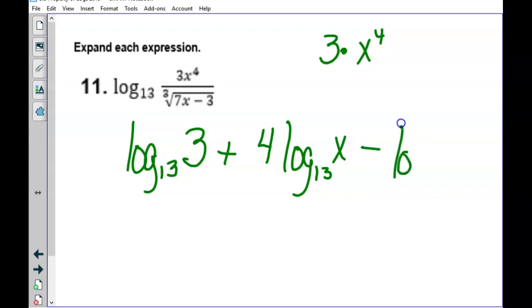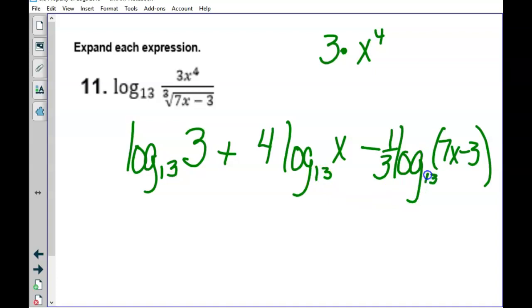Minus. Yes, this is a cube root, which is a 1/3 power. There we go. 7x minus 3, and we can't mess with that. We can't take the 7 away from the x because it's all part of the quantity, right? Oh, I forgot the 13, thank you.